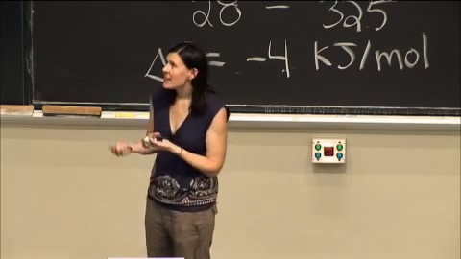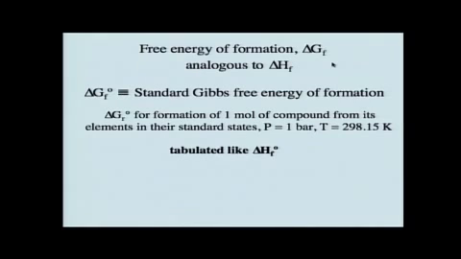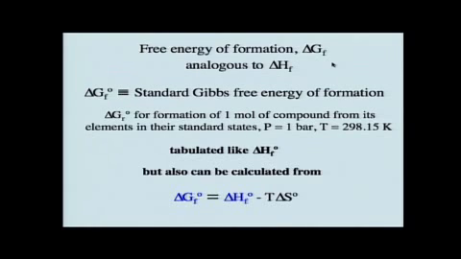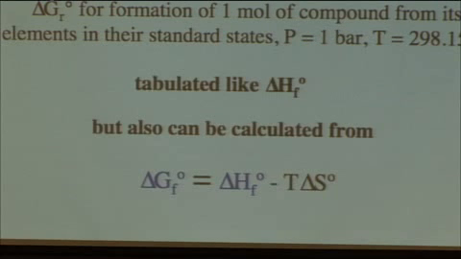We know that we can tabulate it just like we tabulated delta H of formation, but we can also calculate it from this equation here, which I already told you, in a more general form, for the free energy of a reaction. This is the free energy of a reaction which is the formation of a certain compound, and the free energy of formation equals the enthalpy of formation minus T delta S.